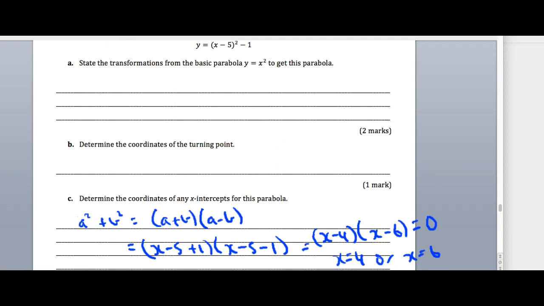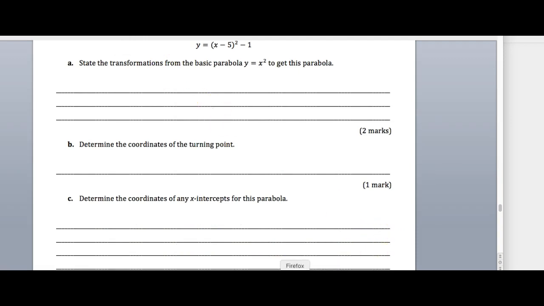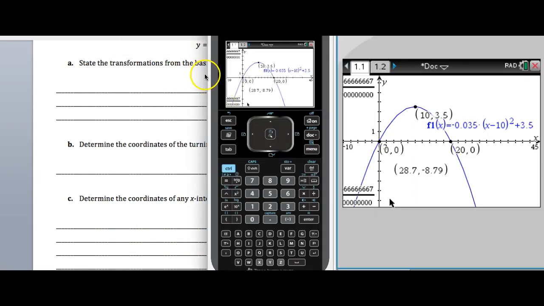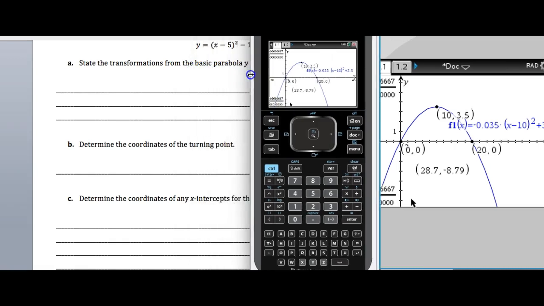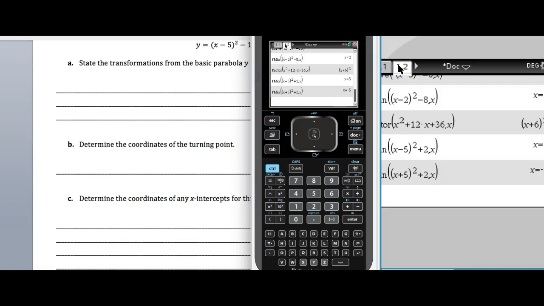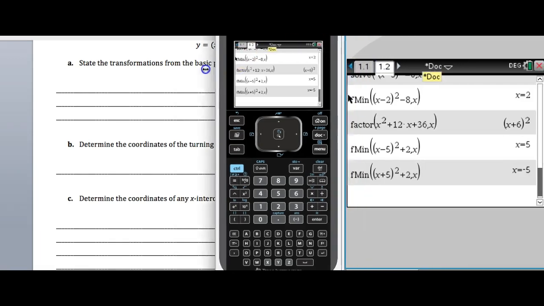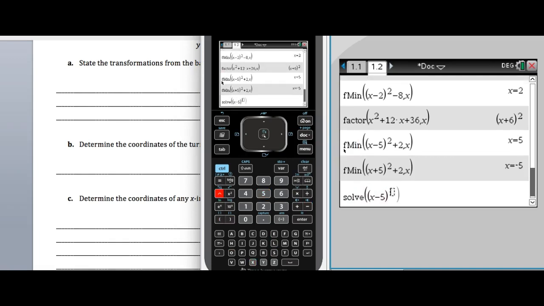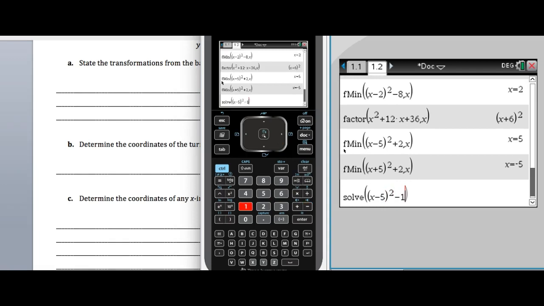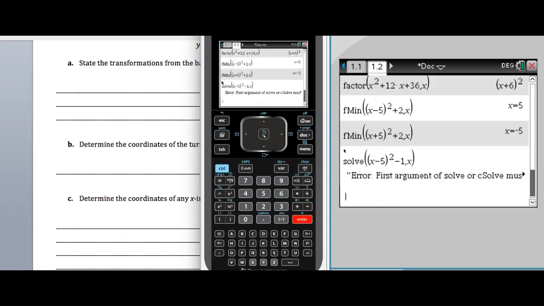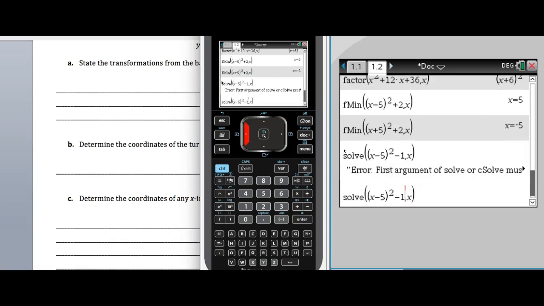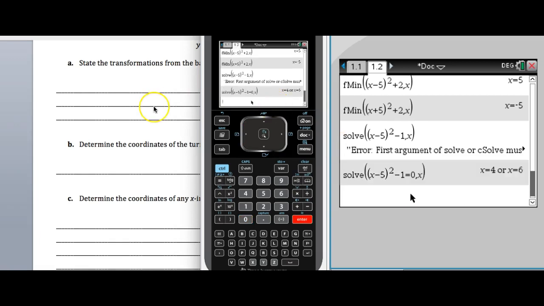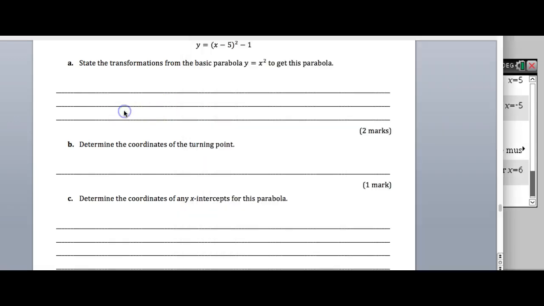So let's just solve now on the calculator to make sure I've got the right answer. I'm so tired. Okay, let's just move that so we can see the equation. Okay, x minus 5 squared minus 1. Oh, it's a bit wrong. Oh, sorry, I didn't let it equal 0. Good thing the calculator tells you that you've made a mistake. So 4 or 6, good, got the right answer. The problem there is, because it's an equation, you have to let it equal something. So you have to let it equal 0.